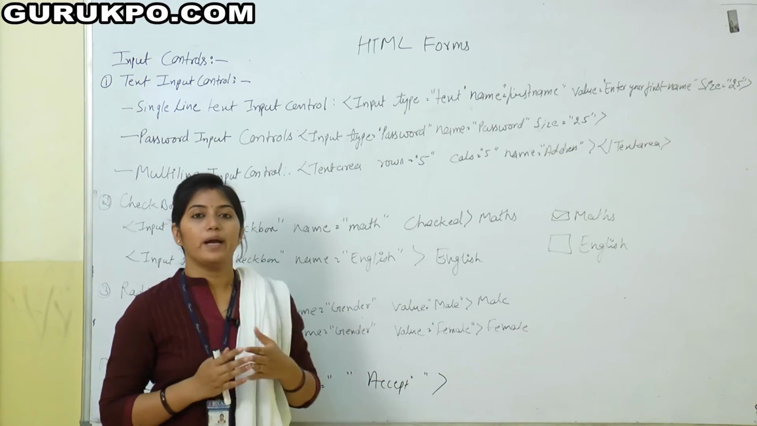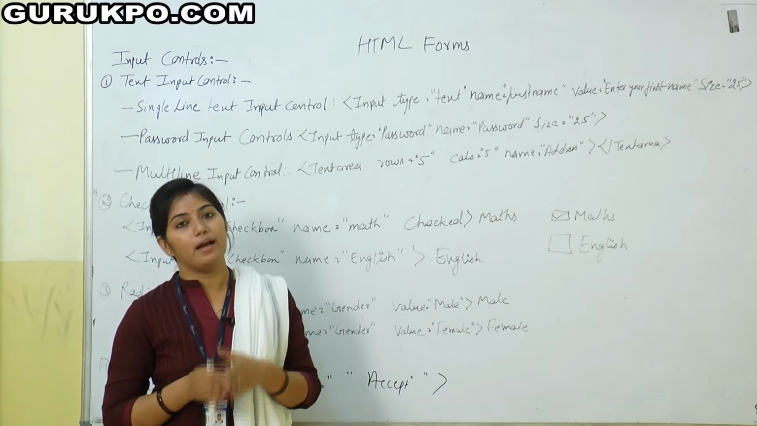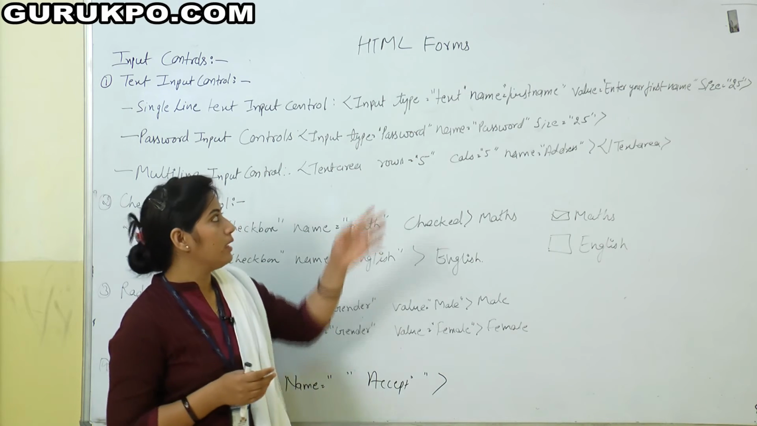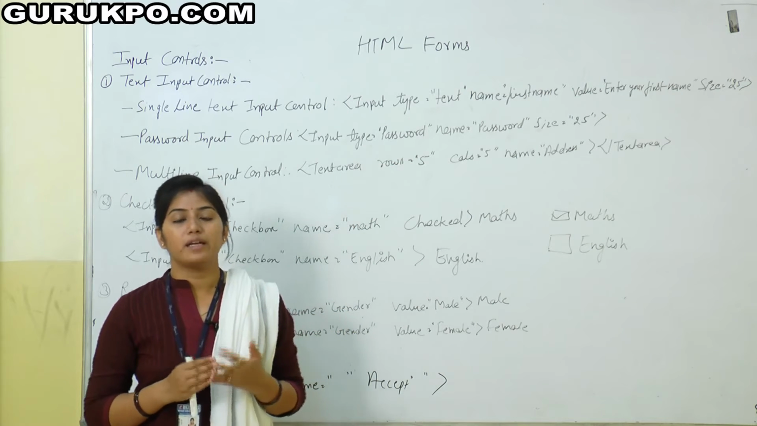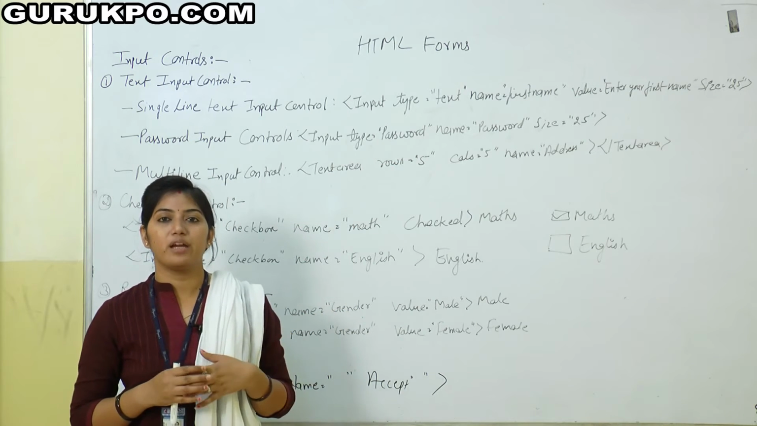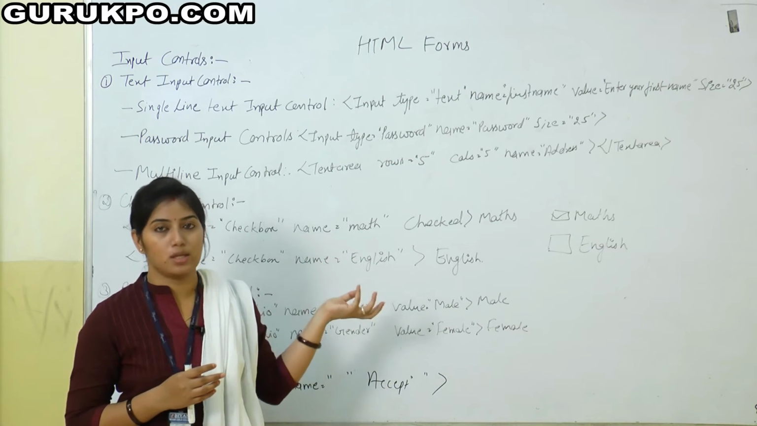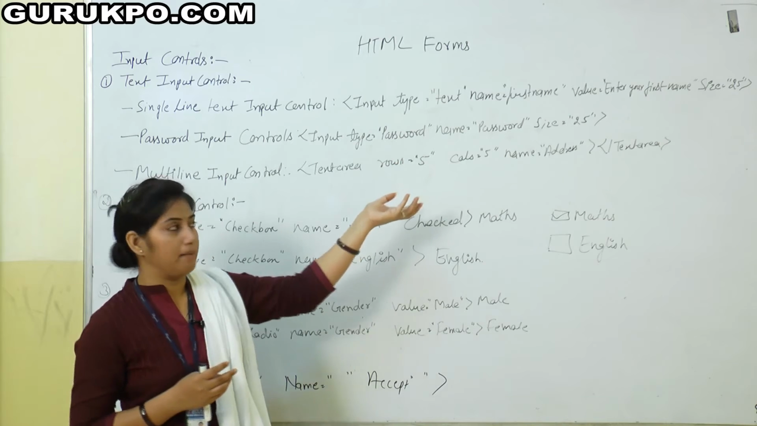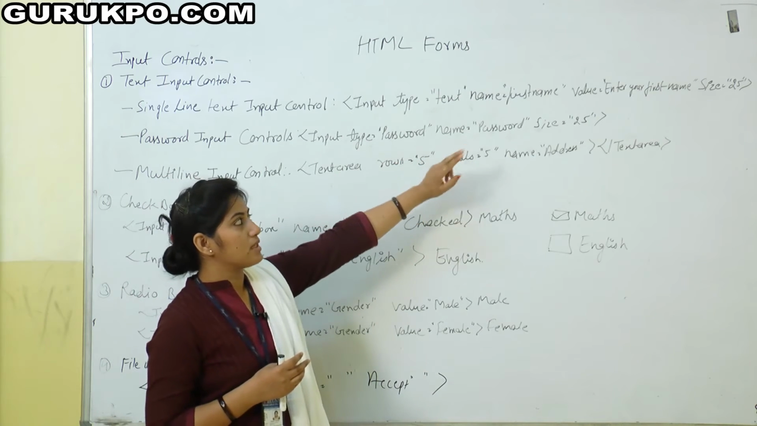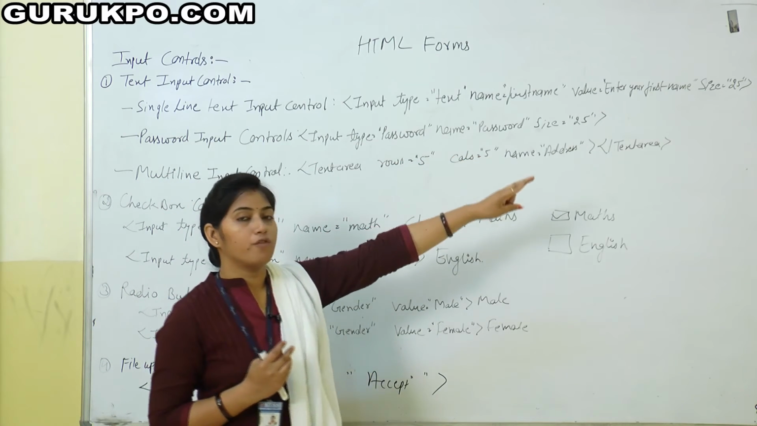Name is given by default to every single control, and it can be reliable. Whatever name we give, it can be reliable, so we can easily recognize what input control is used by reading this name. Then name is first name, value is enter your first name.